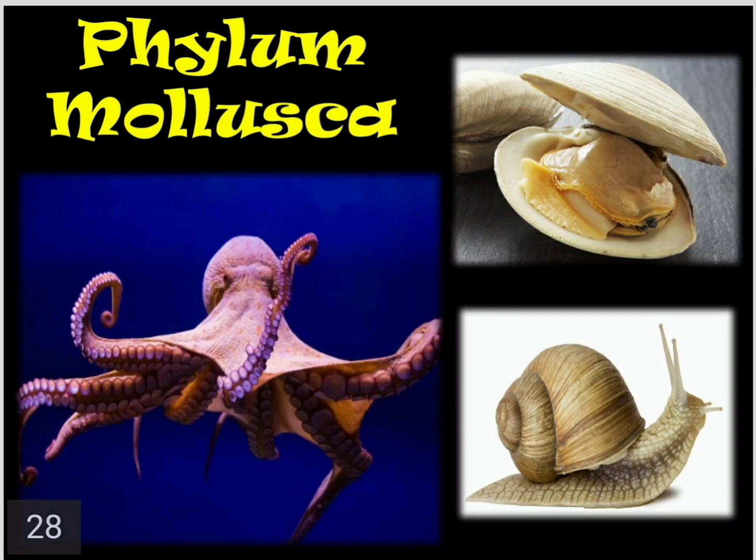The body of these animals is triploblastic, eucoelomate, non-segmented. There are no segments found on the body, and the body is very soft. Now, except for animals like the snail, their body shows bilateral symmetry. Okay, except a snail, the snail does not show bilateral symmetry. The other examples in this particular phylum show bilateral symmetry.